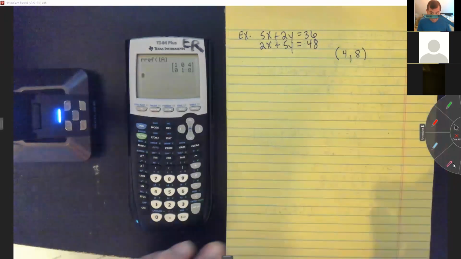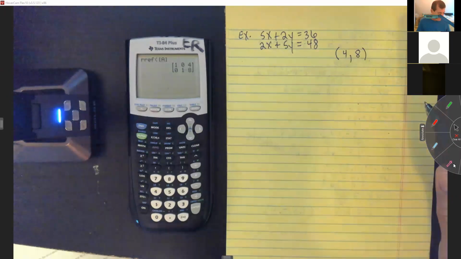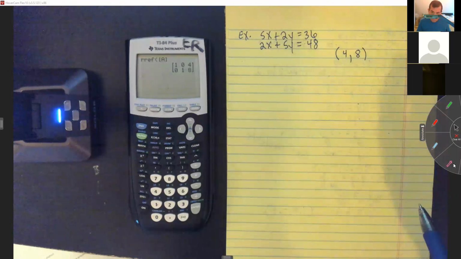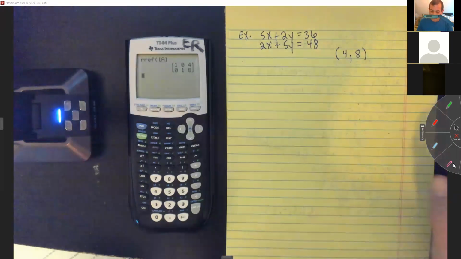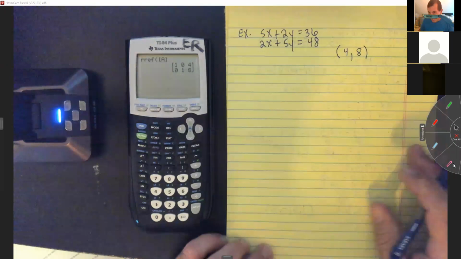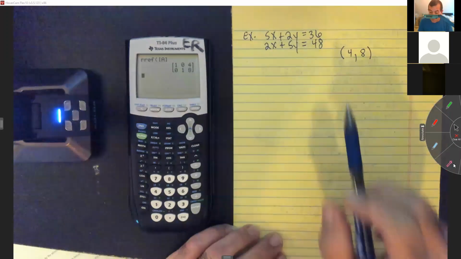Anyone want to do this one by hand? I can try. Say again? I can try doing by hand. Yeah, because this one's interesting to do by hand. Now I know what I'm going to get, a 4 and an 8 eventually.